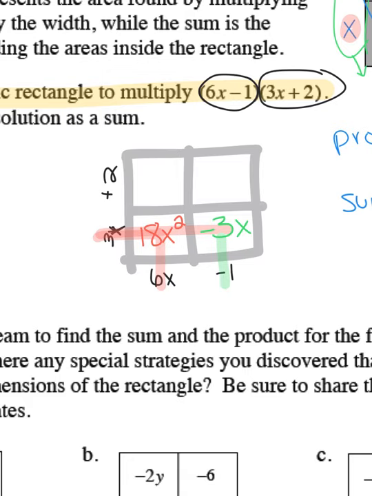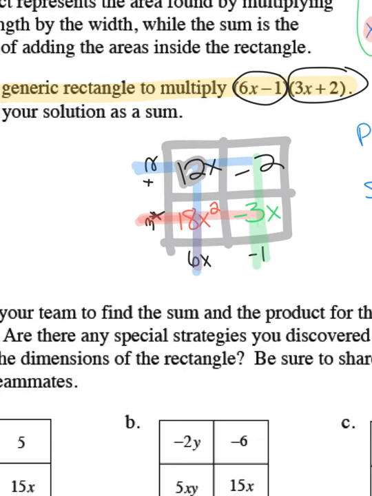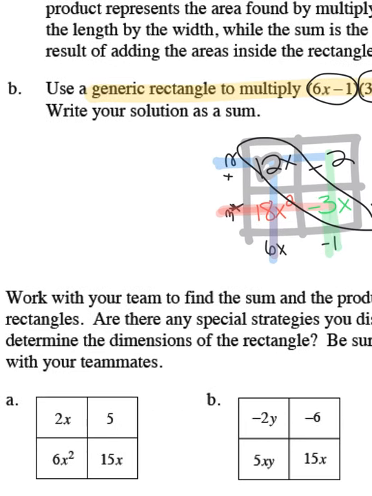Then on the top row, we have 2 multiplied by the 6x, and then 2 multiplied by the minus 1. So 2 times 6x will be 12x, and 2 times negative 1 is negative 2. Almost always, the diagonal ones here are like terms that we can combine, and so we write our answer as a sum.